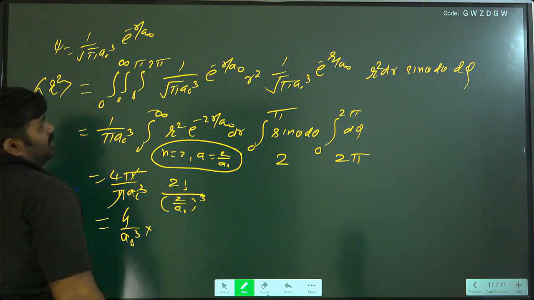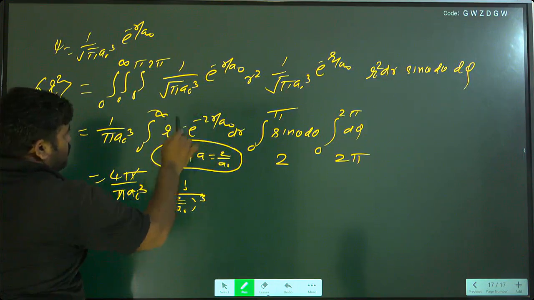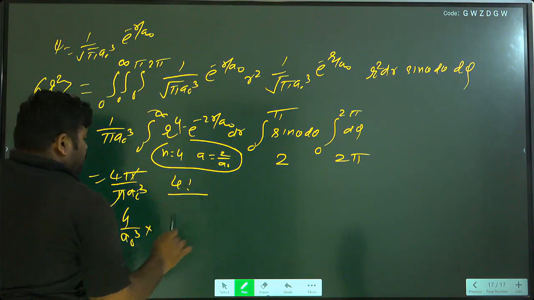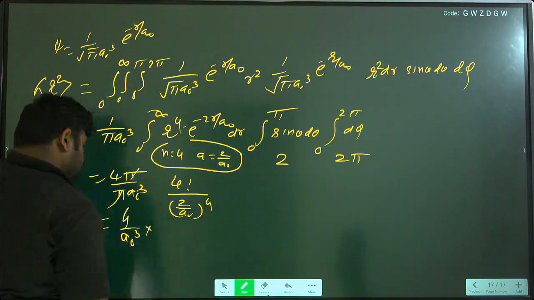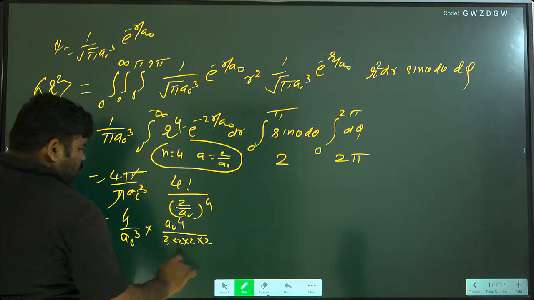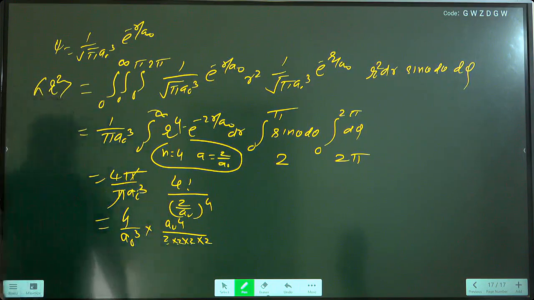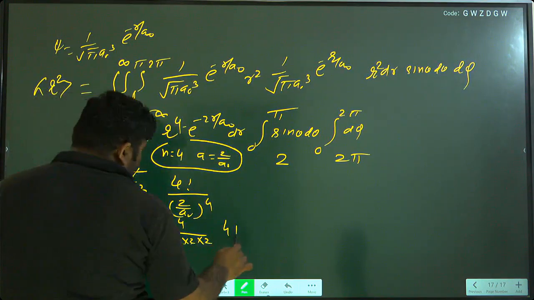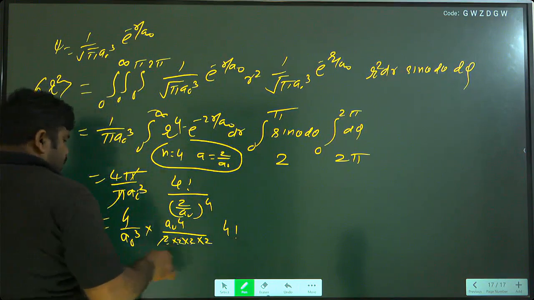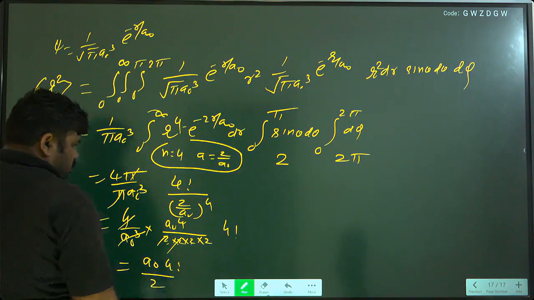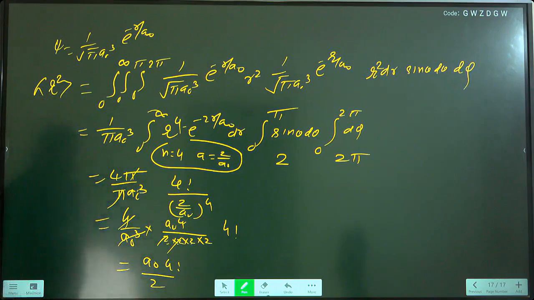Expectation, what do we have to find? We have to find r square. This is r square, r to the power 4, so n is equal to 4. And this is equal to how much? 4 factorial upon 2 upon a naught, bracket is to 5, so this becomes a to the power 5 divided by 2 into 2 into 2, 1 2 3 4 5, into 4 factorial. a to the power 3 gets cancelled, a naught into 4 factorial upon 2, 3 into 2 into 1, 6.